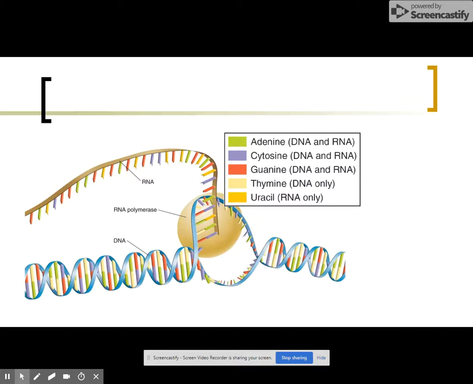Here's a picture of said mRNA being transcribed there. We see that we have our RNA polymerase. We have unwound a section of the DNA. We're just reading this one side. So this is the template strand right here. And we're attaching different RNA bases and creating a RNA strand, single-stranded, and this is our messenger RNA.